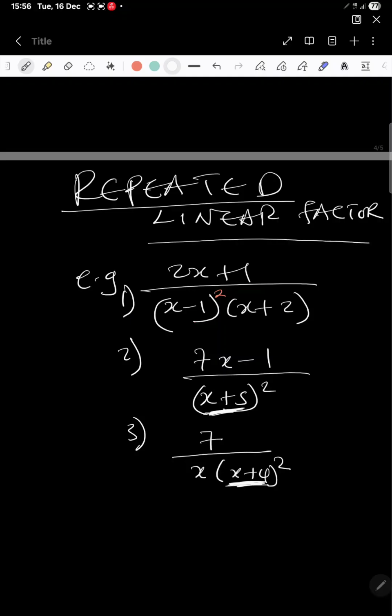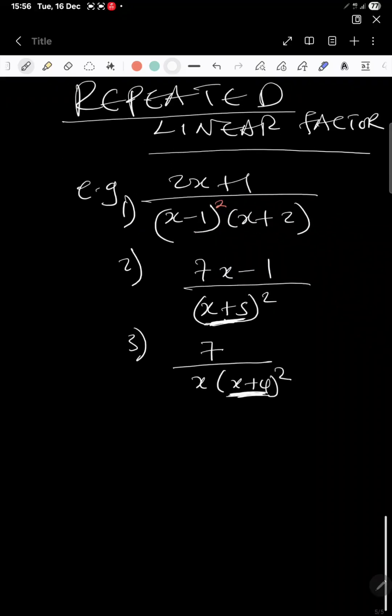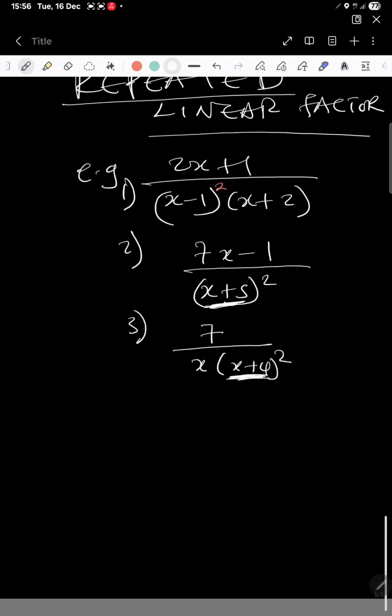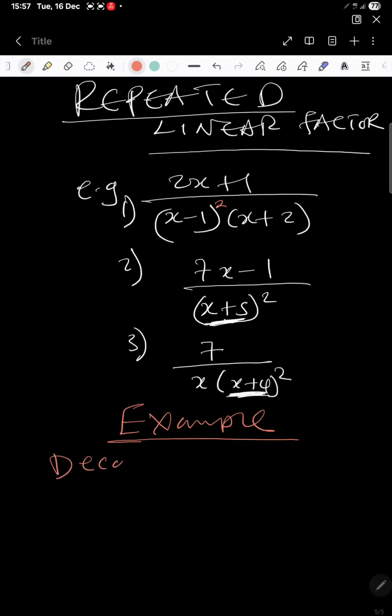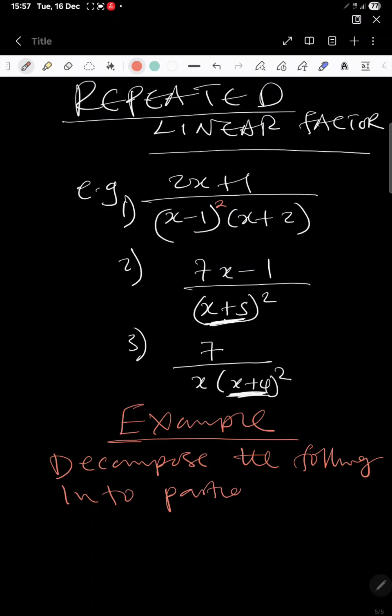All right, so how then do we decompose these repeated linear factors into partial fractions? To decompose this into partial fractions, we are going to have an example and see how we can solve them. So for the example, decompose the following into partial fractions.